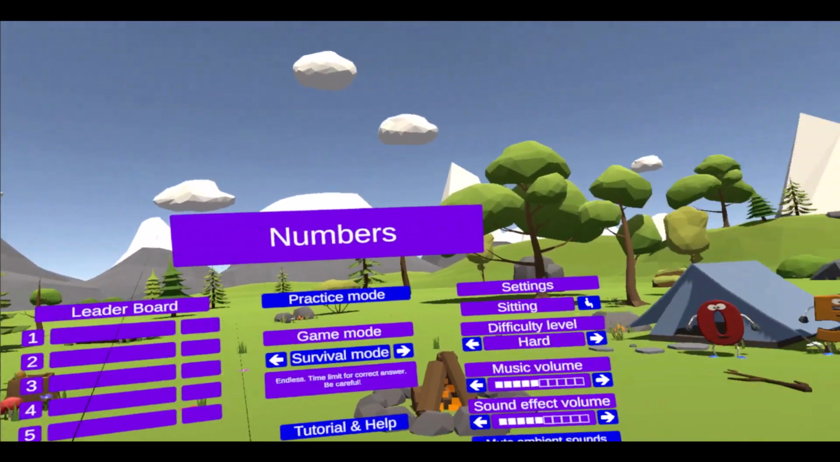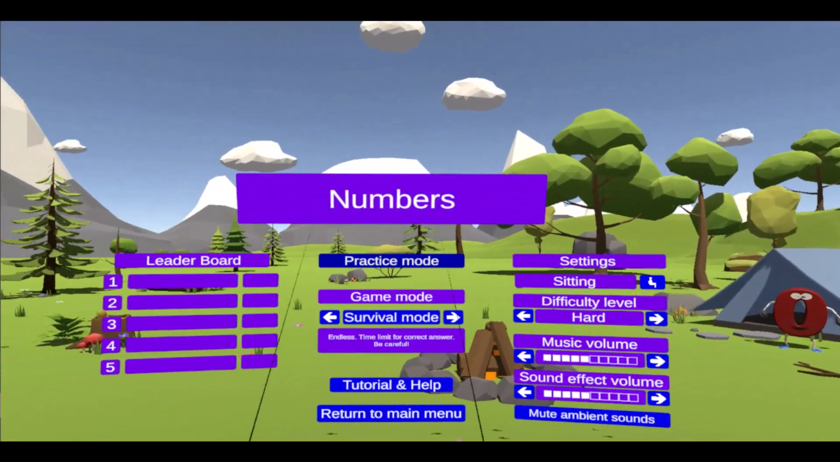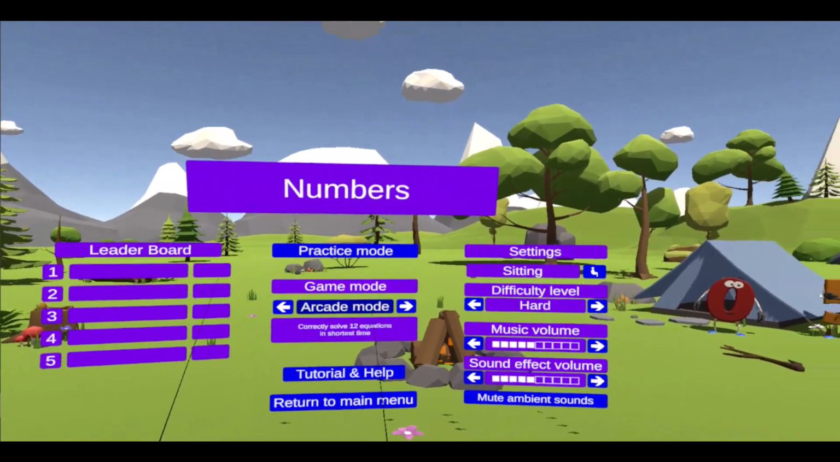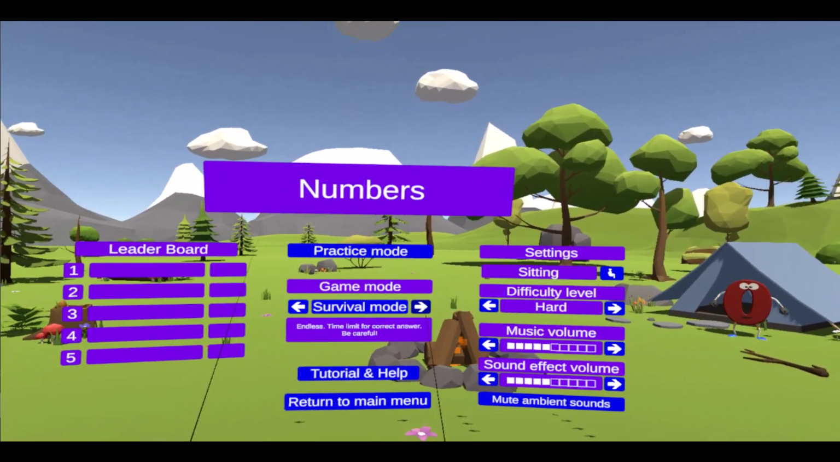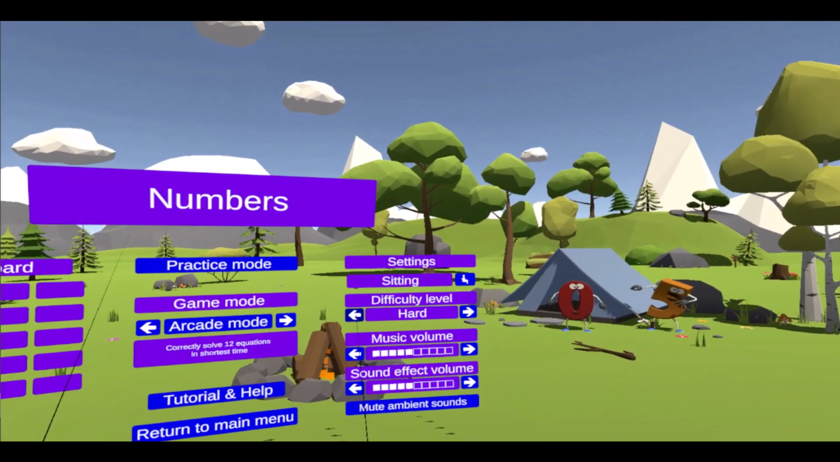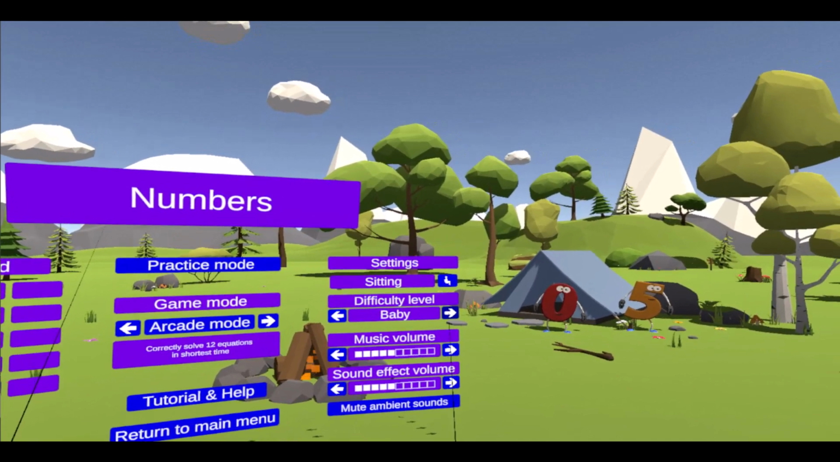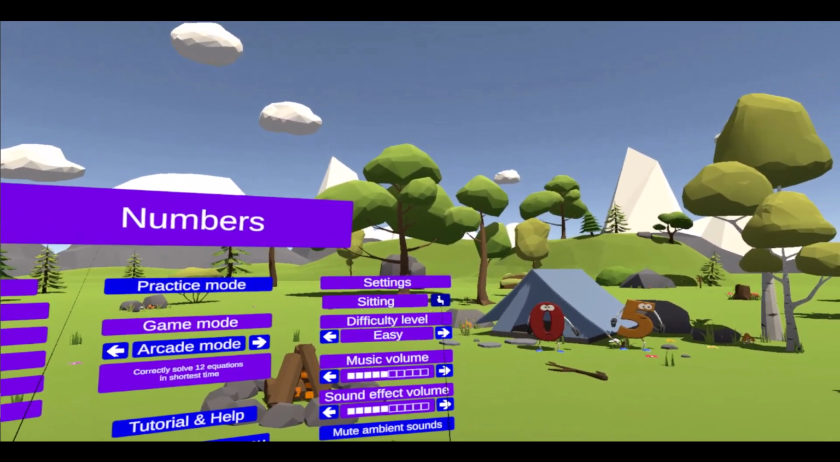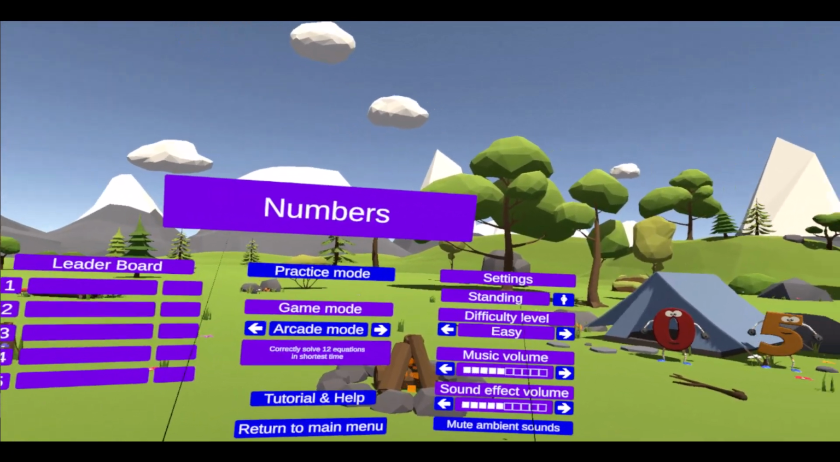Okay, so inside the Numbers world, or the Numbers game level, there's 4 modes. There's a practice mode, an arcade mode, a time trial mode, and a survival mode. There's also 4 difficulty levels. So there's baby, easy, medium, and hard. And you've also got the option to play the game standing or sitting.